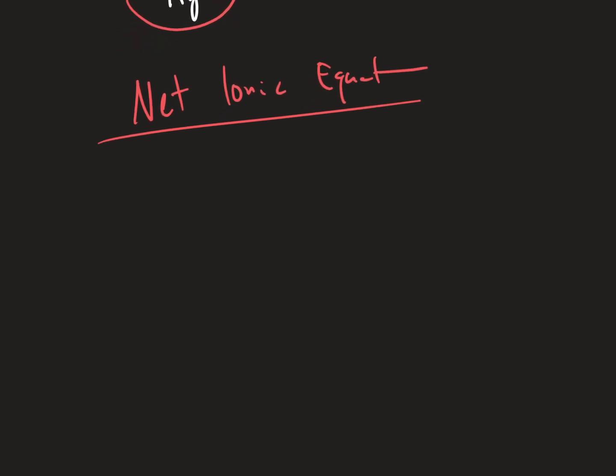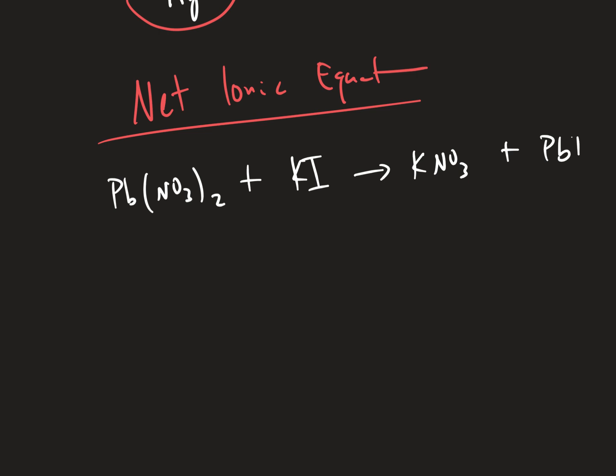So if we have, let's say, Pb(NO3)2, this is the one we did in class. KI gives us KNO3 and PbI2. And if we look at the solubility charts, this is aqueous, right? This is aqueous. That means it dissolves in water. This is aqueous, and this is a solid. So we've got to write a net ionic equation here.